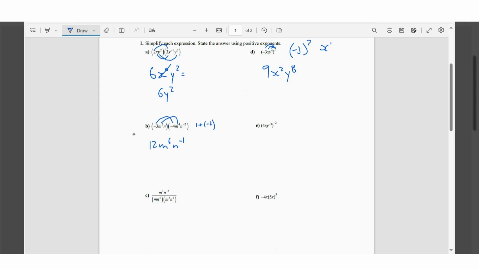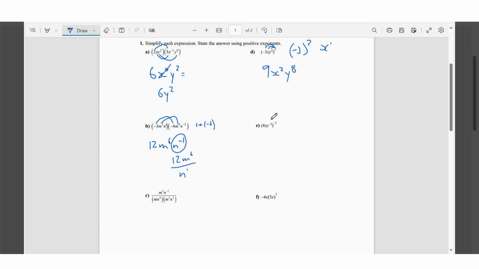And so we don't want in our simplification any negative exponents. So we can move this one to the bottom. We can go 12m to the 6 over n to the 1, or just leave it as n.